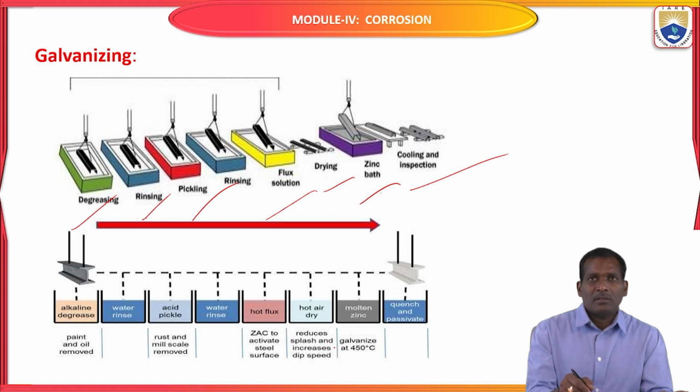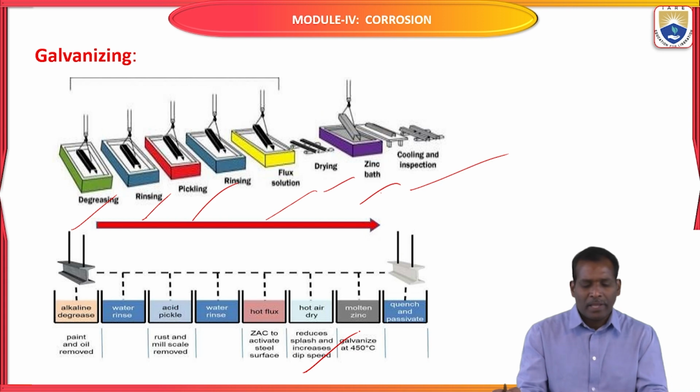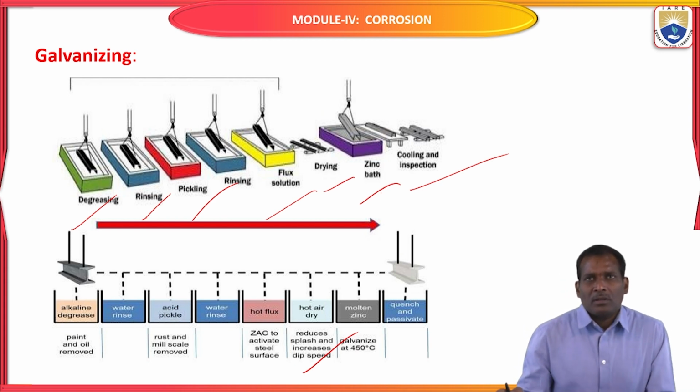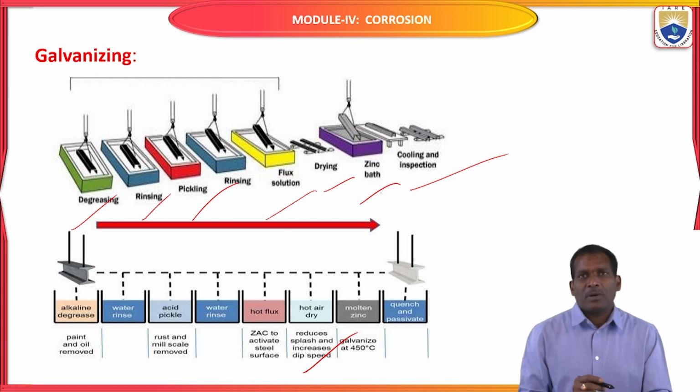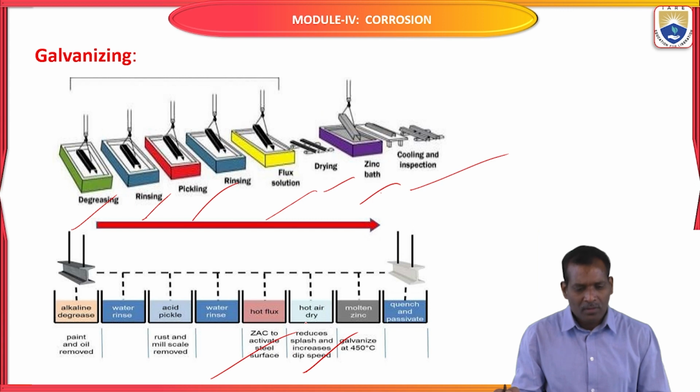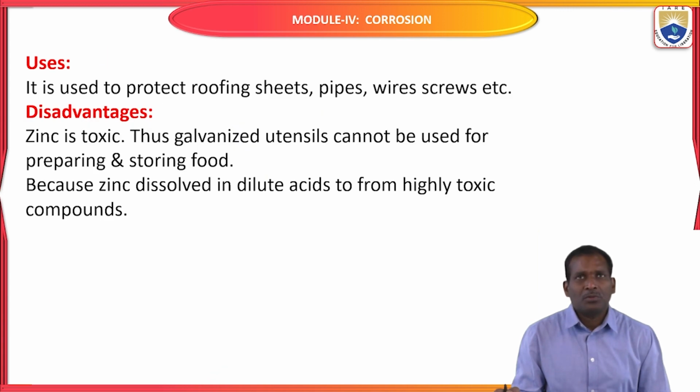Here, the drying process reduces splash and increases dip speed, due to the hot air that passes through. So it is used to protect roofing sheets, pipes, wire, screws, etc.